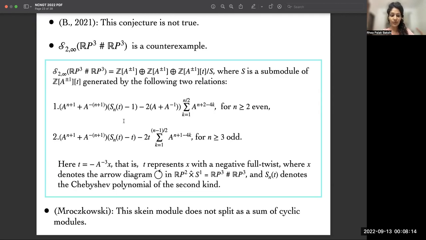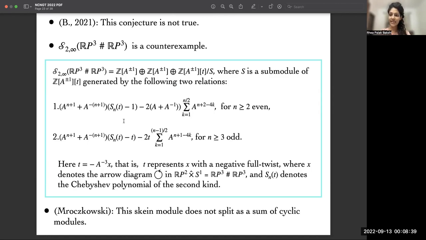And in fact, it was shown by Mroczkowski that the Kauffman bracket skein module of this three-manifold does not split as the sum of cyclic modules. So while for most examples for which the KBSM has been computed Marché's conjecture is true, the moment we talk about connected sums of oriented three-manifolds, we have an outlier. We don't have this decomposition into free and torsion modules.